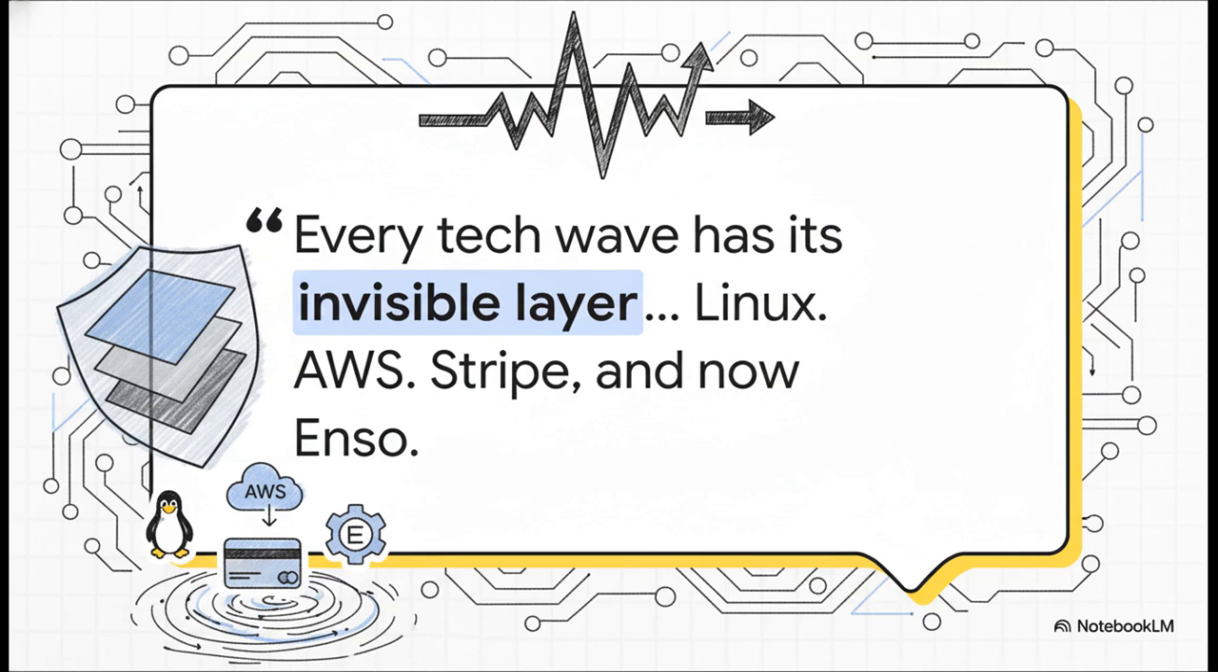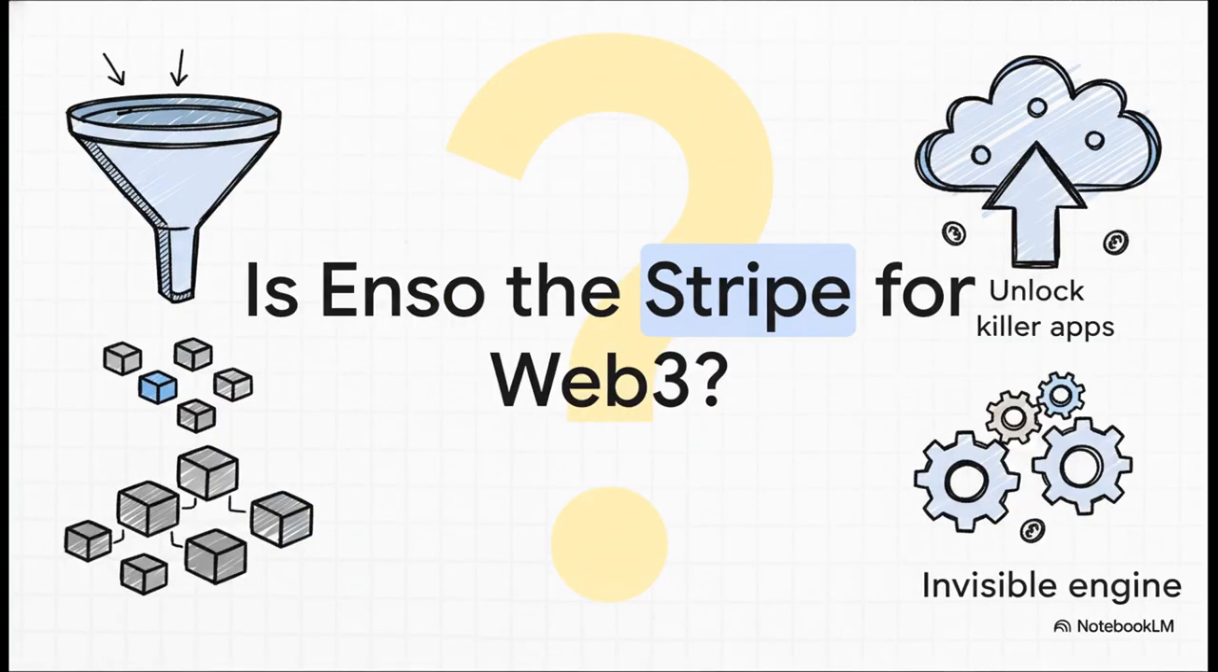Look, that's a bold statement for sure, but it perfectly captures the ambition here. They want to be that next essential invisible layer, right in the same family as the technologies that completely defined the internet before. So I guess I'll just leave you with this question to chew on. Is Enso the Stripe for Web3?